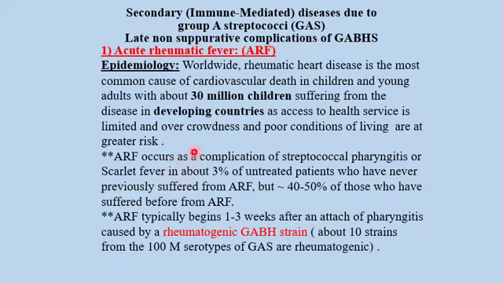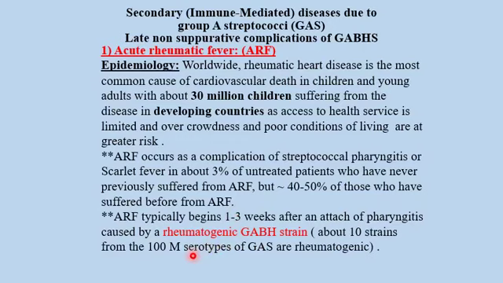طب why only 3% are caused by rheumatic fever? We will understand this now. Acute rheumatic fever typically begins 1 to 3 weeks after an attack of pharyngitis, caused by إيه بقى? Caused by rheumatogenic group A beta hemolytic strain. What does it mean, rheumatogenic group A beta hemolytic strain?